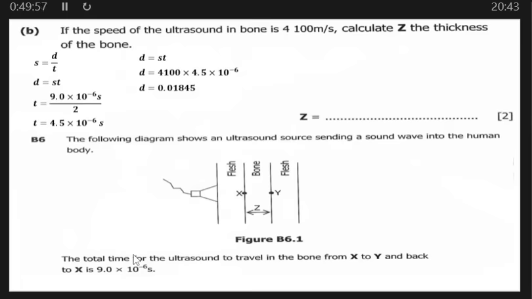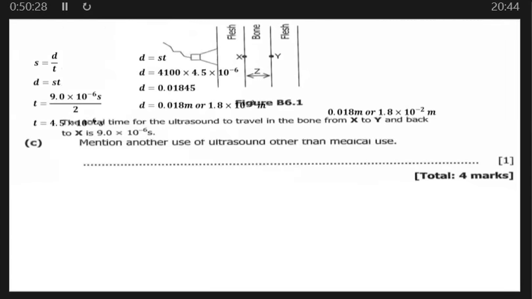0.01845. Now, if we write this to two significant figures, because the values provided here have two significant figures, we must also follow the two significant figure format. So this will now be 0.018 meters or 1.8 times 10 to the power negative 2 meters. All right. So that will be the thickness Z. Then let's go to the next question.